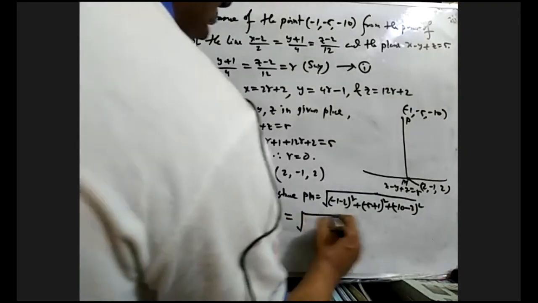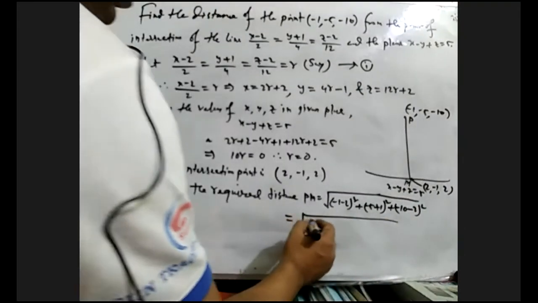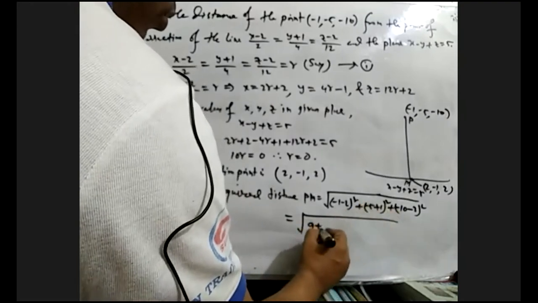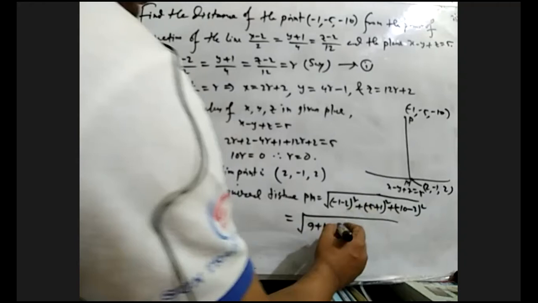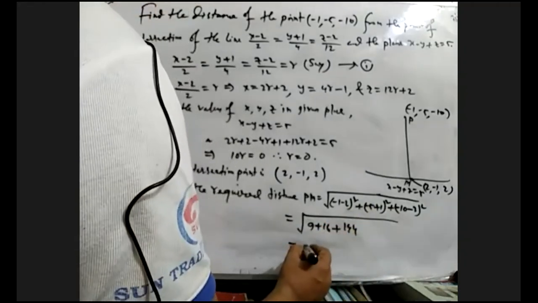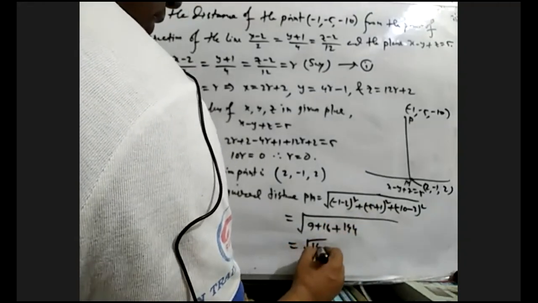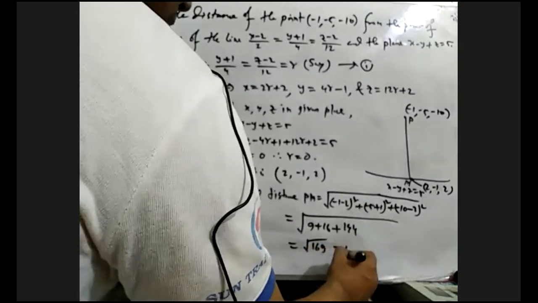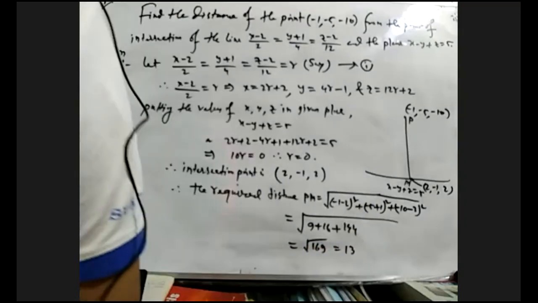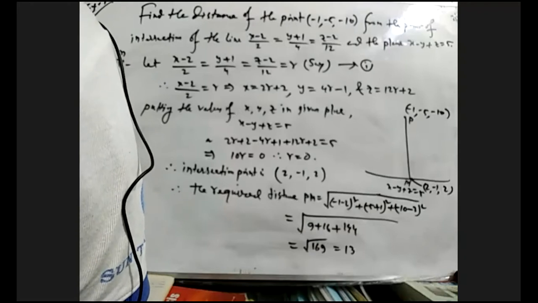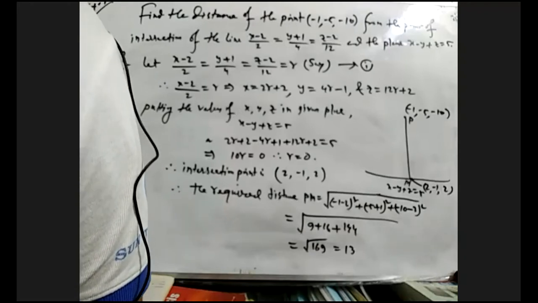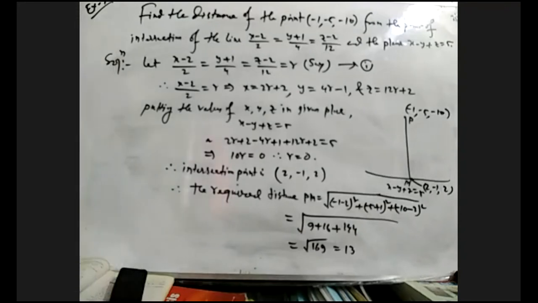So square root over 9, 4 means 16, and 12 means 144. So we get the required result is 169. That means 13 is the required result: the distance of the point minus 1, minus 5, minus 10 from the point of intersection of the line and plane.